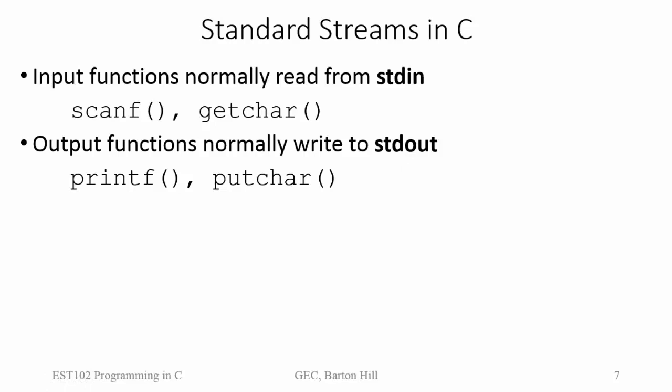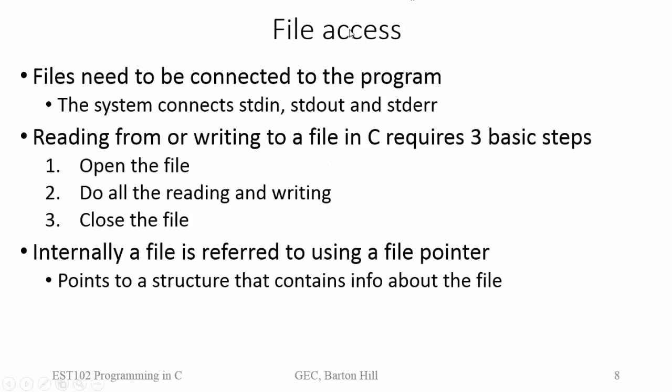But if we consider files, to access a file, we know that in order to provide a flow of data to a program, it should be connected to streams in C like stdin, stdout, or stderr. So in order to make that happen, we have to connect these files to the program. First, files need to be connected to the program.